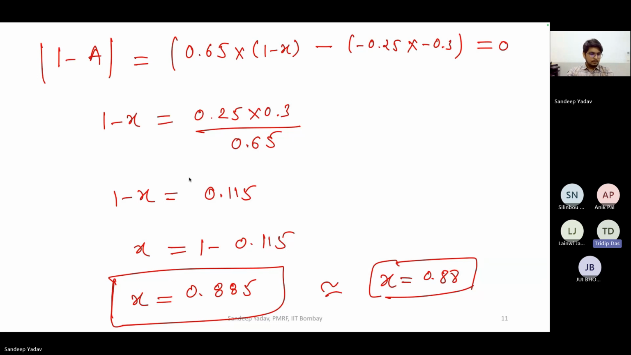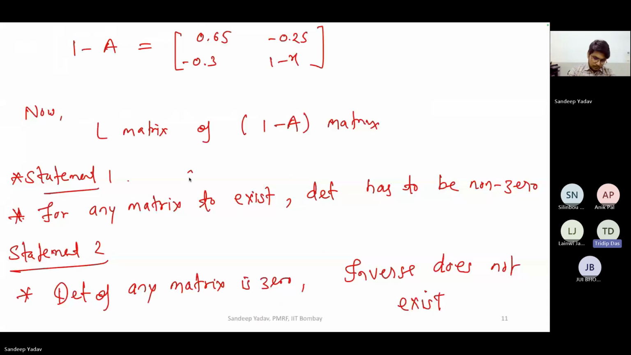Sir, can you show statement two once again? Yes. Statement two says, if the determinant of any matrix is 0, then the inverse does not exist. So that's the statement that we have considered.